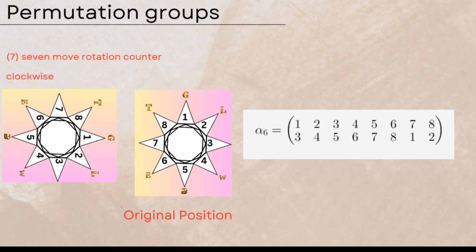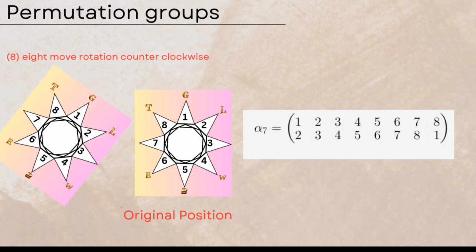Now we move to the 7 move rotation counterclockwise. We have alpha sub 6: 1 to 3, 2 to 4, 3 to 5, 4 to 6, 5 to 7, 6 to 8, 7 to 1, and 8 to 2. And for our last rotation, the 8 move rotation counterclockwise, we have alpha sub 7: 1 to 2, 2 to 3, 3 to 4, 4 to 5, 5 to 6, 6 to 7, 7 to 8, and 8 to 1.